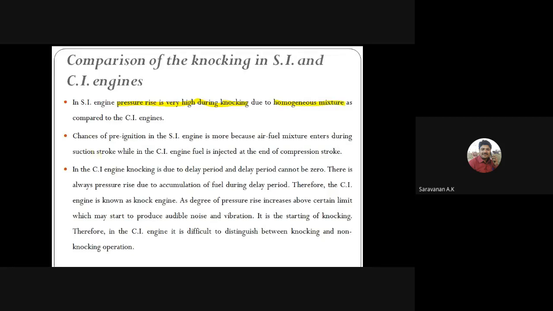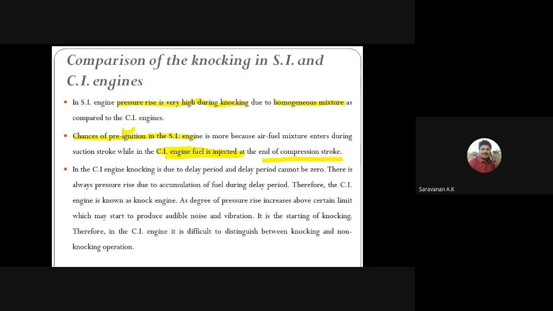But in CI engines, it's not that. Here it is a heterogeneous mixture, right? Then pre-ignition can occur in the SI engine, but in the CI engine it will not. Why? Because the fuel is injected at the end of the compression stroke. But in SI engines we supply the air-fuel mixture into the cylinder during the suction stroke, so pre-ignition may be a chance.